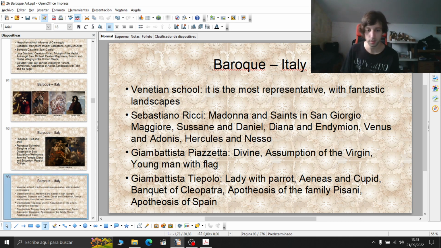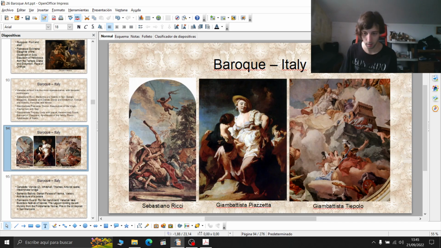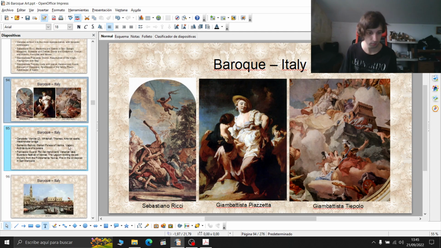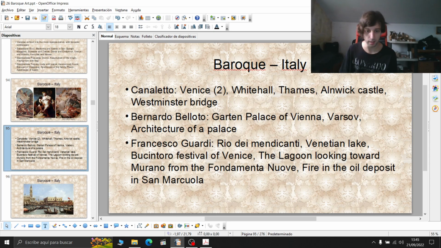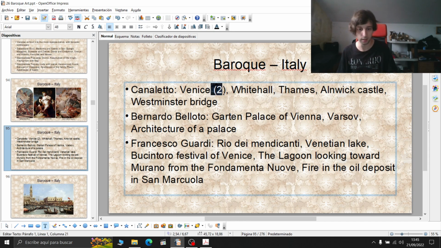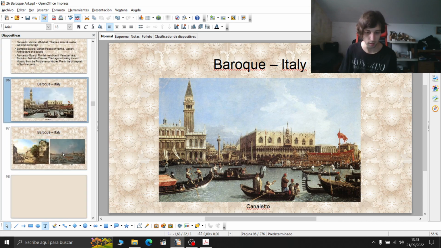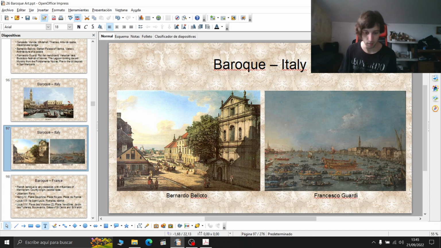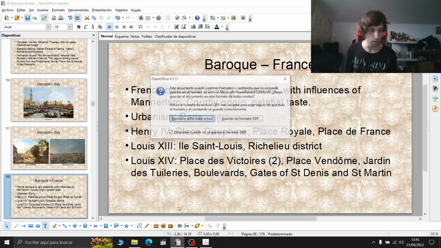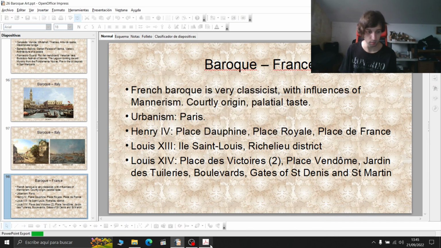Venetian school, it is the most representative, with fantastic landscapes. Sebastiano Ricci, Giambattista Piazzetta, and Giambattista Tiepolo. Here, one of each. And finally, Canaletto. These are the landscapists: Canaletto, Bernardo Bellotto, and Francesco Guardi. Here, Canaletto, Bernardo Bellotto, and Francesco Guardi. Okay, I'm going to show more pictures with this here.